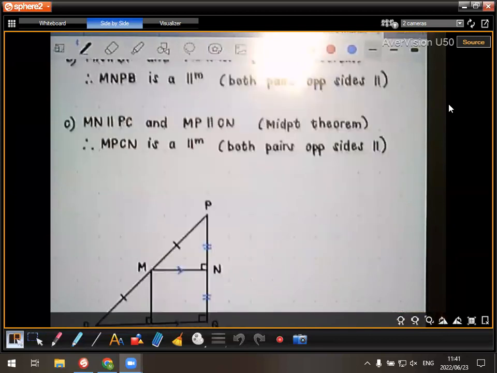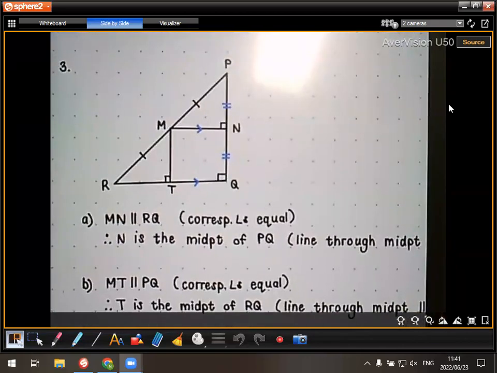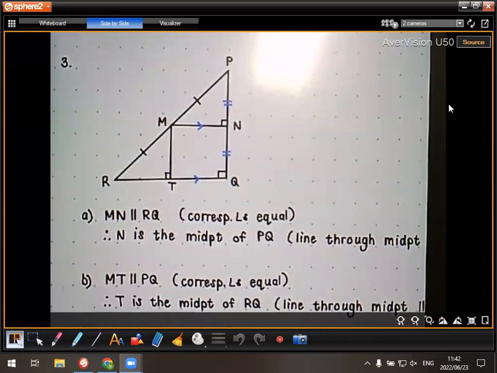Let's just quickly look at number 3. Number 3 was different in the sense that they didn't tell us that M and T are the midpoints. We have to prove that. So for number 3, that's what the picture looked like. For 3A, they asked us to prove that N is the midpoint of EQ. So guys, we have to use converse midpoint theorem for that.